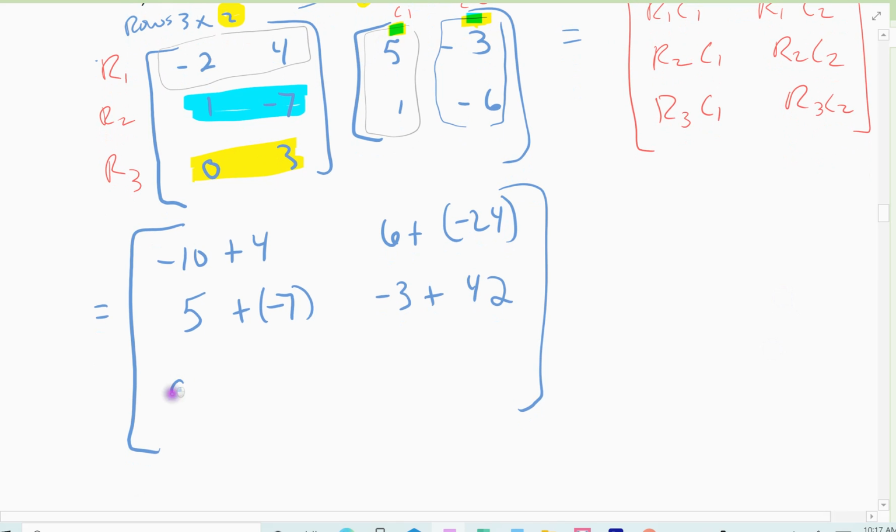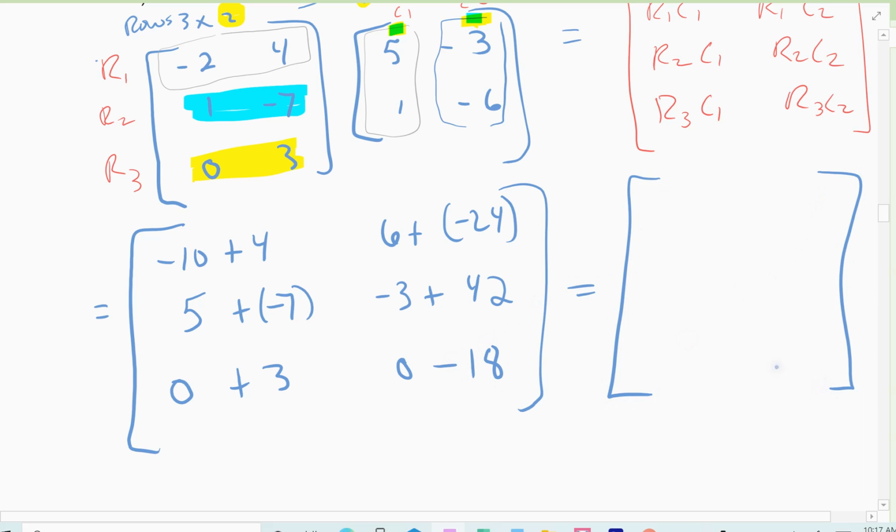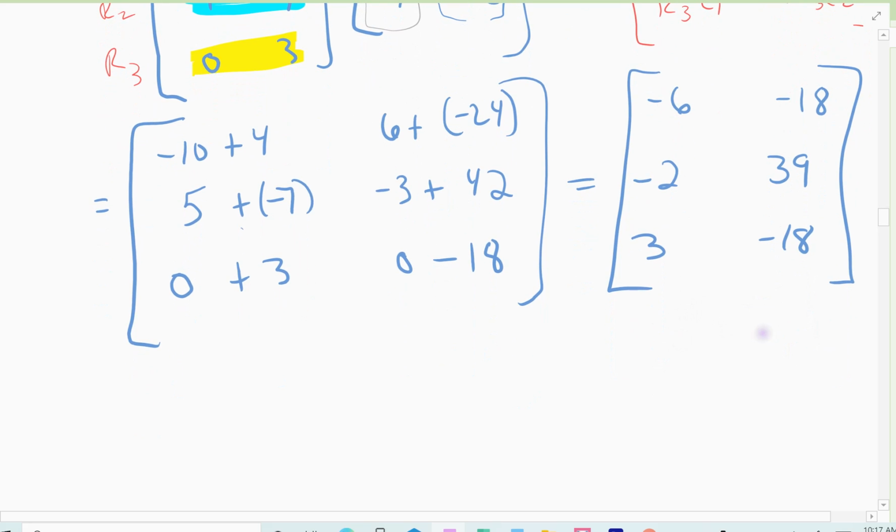Alright, so 0 times 5 is 0. Plus 3, 0, minus 18. And then I'm done once I do the addition for each one of those parts. So the first number is going to be negative 6, negative 18, negative 2, 39, 3, and negative 18. Alright, and there's my final resulting matrix. Negative 6, negative 18, negative 2, 3, and 18.